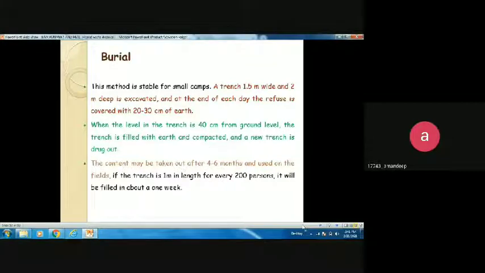Next is burials. This method is suitable for small camps. A trench 1.5 meters wide and 2 meters deep is excavated, and at the end of each day the refuse is covered with 20 to 30 centimeters of earth. When the level in the trench is 40 centimeters from the ground level, the trench is filled with earth and compacted, and a new trench is dug out. The content may be taken out after 4 to 6 months and used on the fields. If the trench is 1 meter in length, for every 200 persons, it will be filled in about a week.